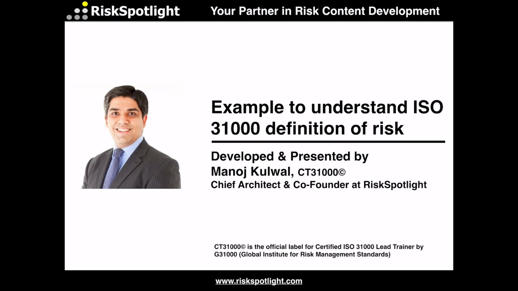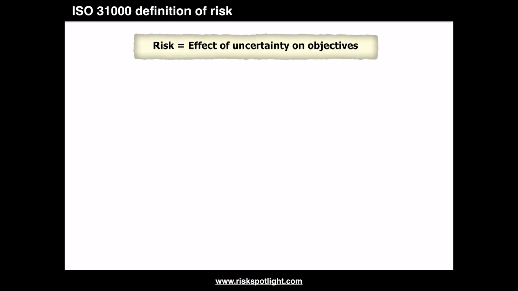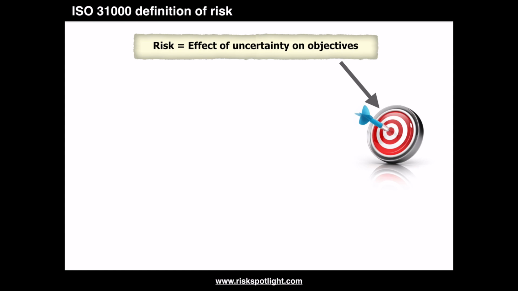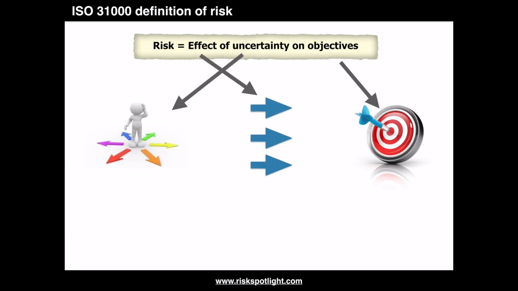Hello, welcome to this short video where I'm going to cover a simple example to help you understand the ISO 31000 definition of risk. ISO 31000 defines risk as the effect of uncertainty on objectives. To understand this definition, we will cover the three main concepts: objectives, uncertainty, and the effect uncertainties can have over objectives. So let's understand these concepts with the help of an example.